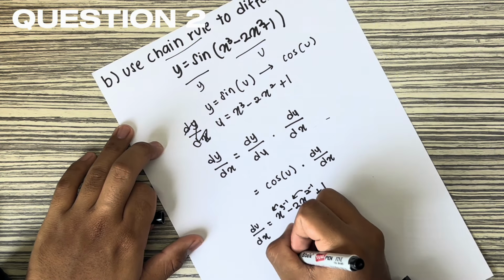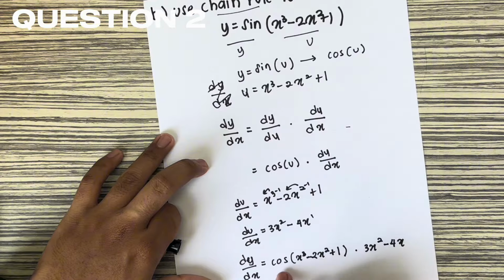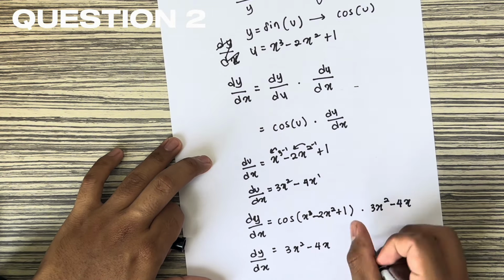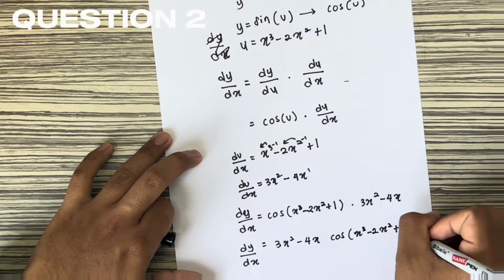So let's put into our formula. So our dy/du is cos, and then we insert the u that we have labeled. And then we need to multiply with du/dx, 3x squared minus 4x. So multiply our answer, and we got the final answer. Yes, that's it. Okay, bye.